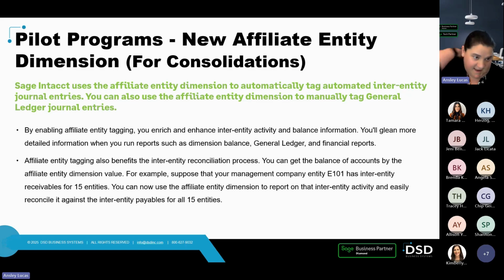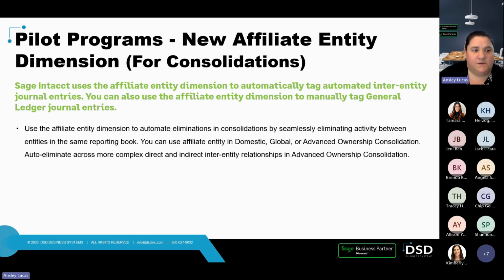The affiliate entity tagging benefits the inter-entity reconciliation process. You can get the balance of accounts for the affiliate entity dimension value. An example of that is if you have a management company as one entity and you have 15 entities as receivables, you can now use the affiliate entity dimension to report on that inter-entity activity and easily reconcile it against the inter-entity payables for all 15 entities. And then you can also use it to automate eliminations within your consolidations.